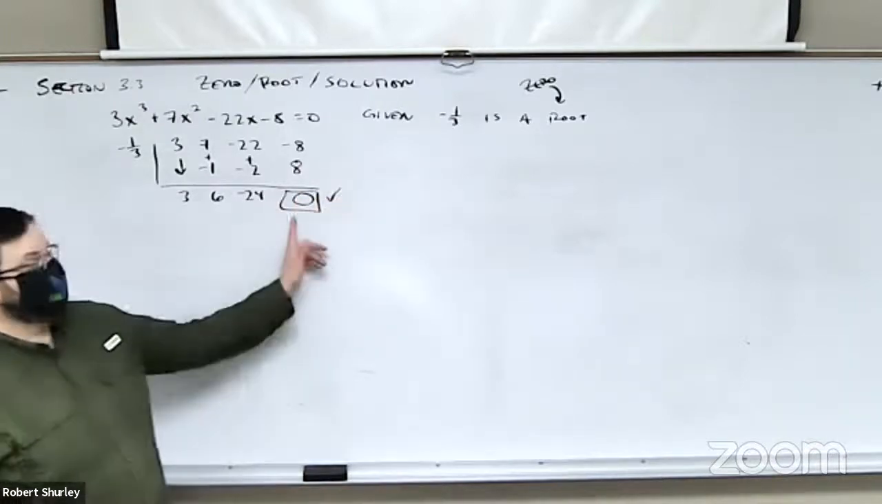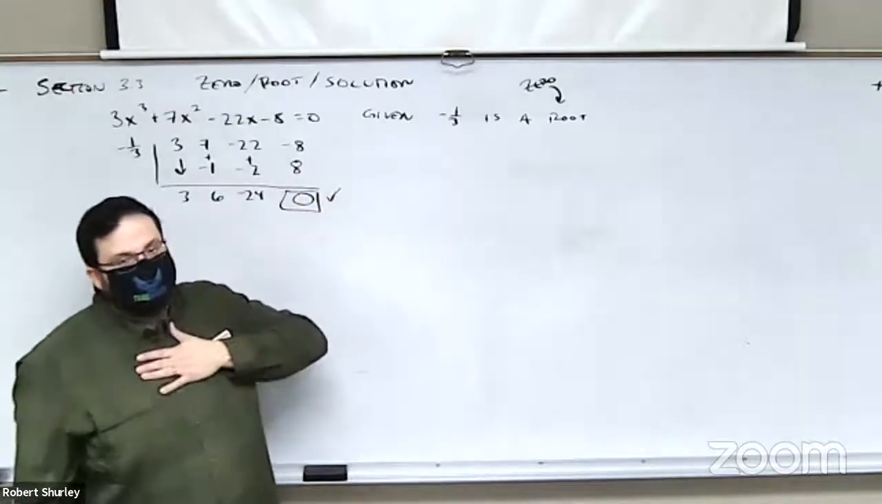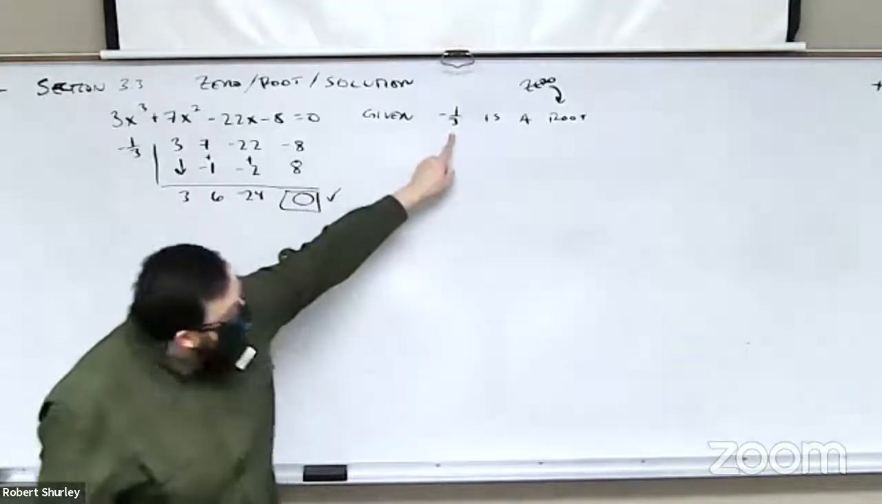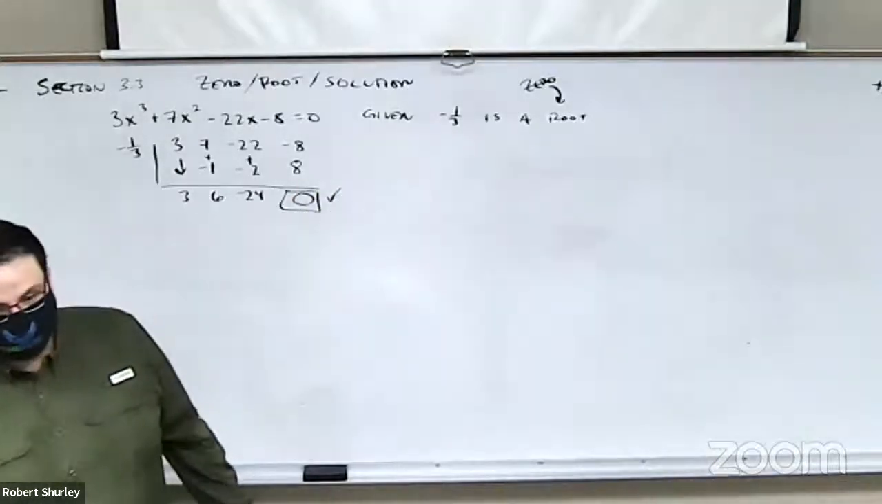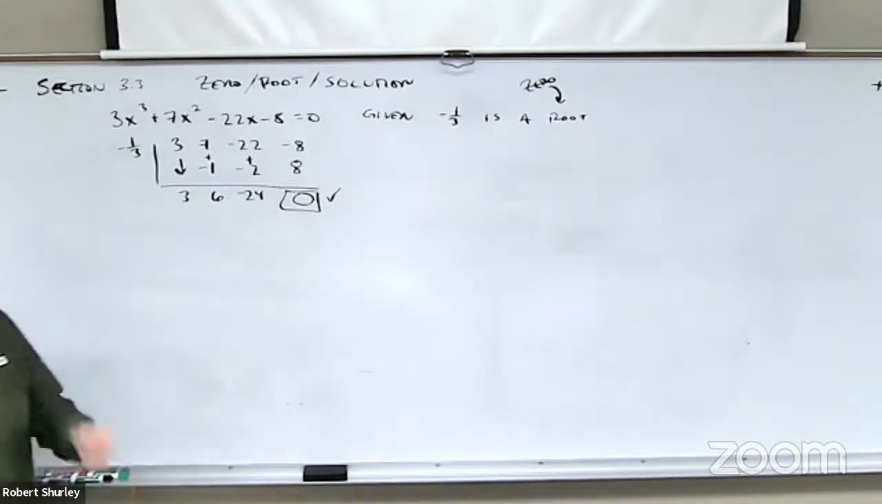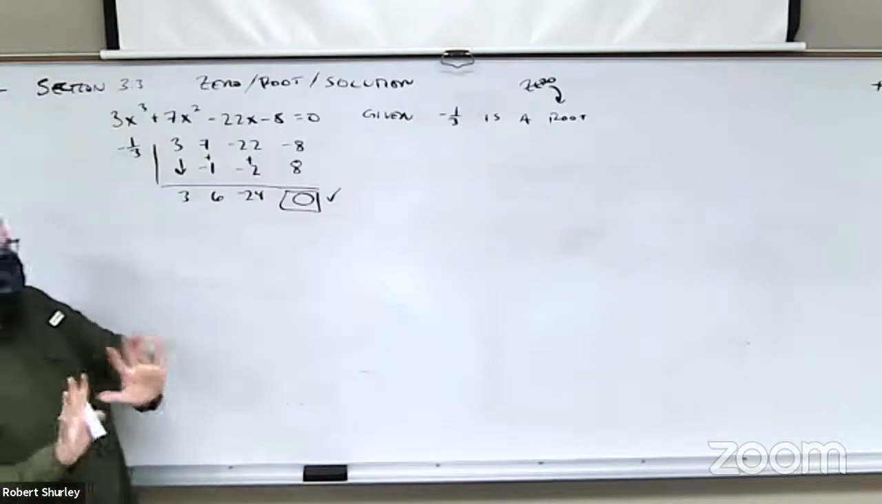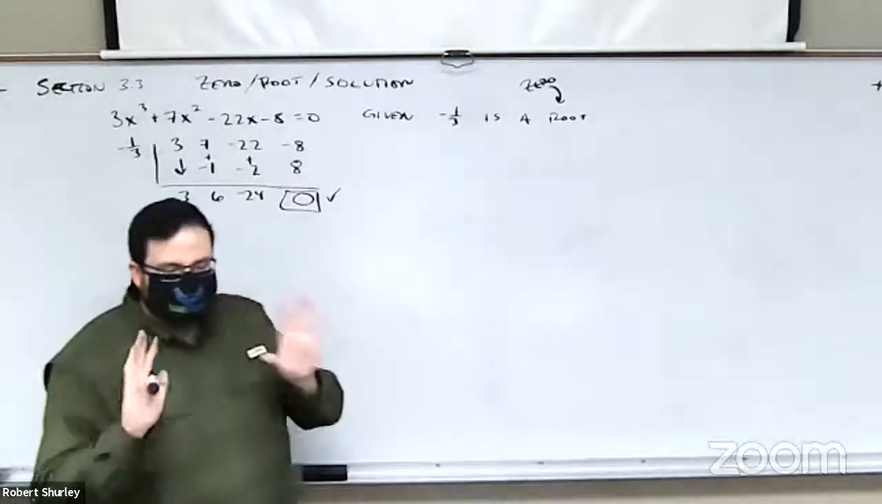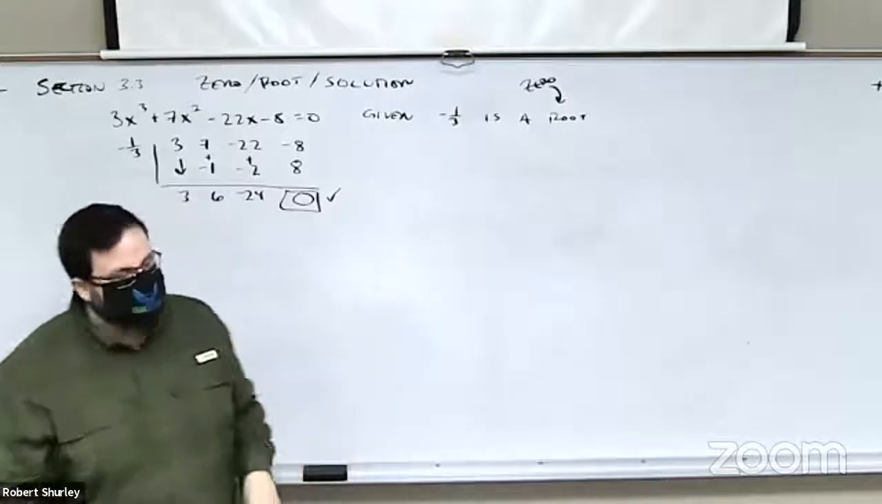Look, if we didn't wind up with 0, we did something wrong here because they told us -1/3 was a 0. Okay? They told us. Maybe they lied. I don't know. But I don't think they lied. Okay. So let's see what we have here. This isn't really an A-B question. It's just, hey, solve the rest of it.